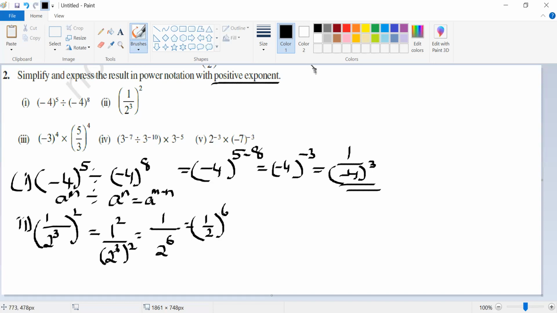If you write that also, no problem, because 1 to the power of any number, because 1 is positive, positive only will come. Or 1 by 2 raised to 6. Or this will be correct, 1 by 2 raised to 6. It can be like that.